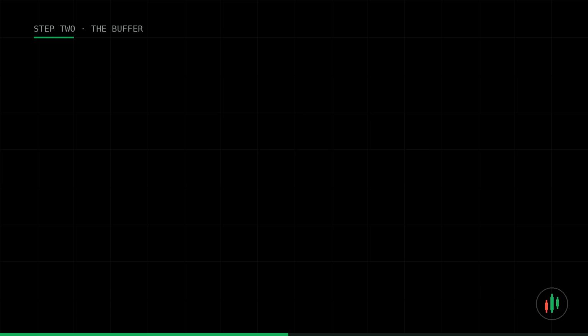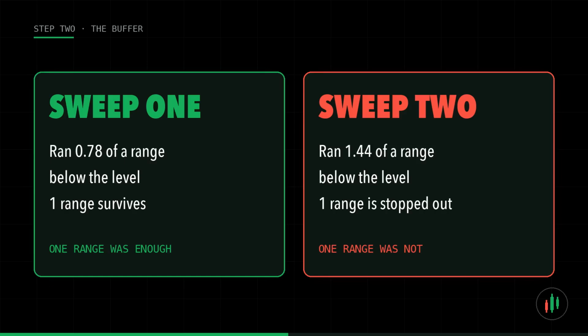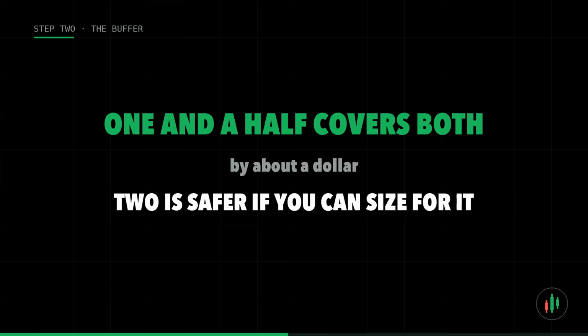Take the 2 July sweeps. Measured against the average range at the time, one ran 0.78 of a range below the level before turning. The other ran 1.44, so a one-range buffer saves you on one and loses you the other. 1.5 covers both, and on the deeper one it covers it by about $1. That is how little margin 1.5 leaves. 2 is the safer number whenever your account can size for it.